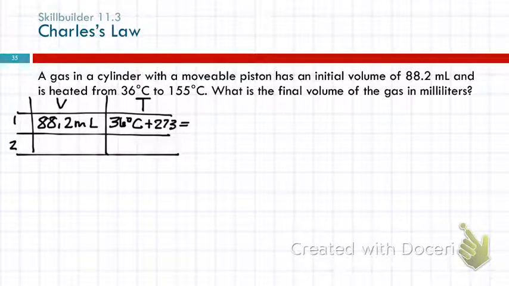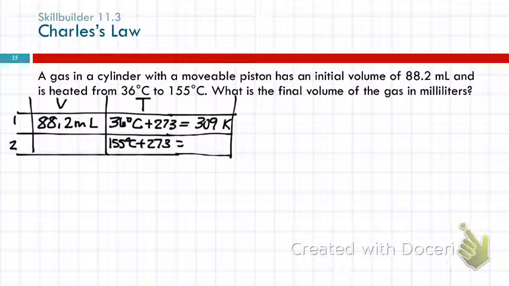I could do that in my head, but I just do not trust my head. 309 Kelvin. Next one is another temperature, so that goes in this column also, 155 degrees Celsius. Change it to Kelvin. When I have one blank, that's V2. It's asking what the final volume is, and that's what I've got there.